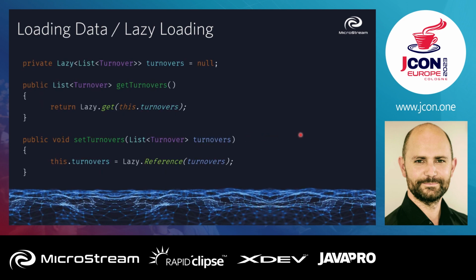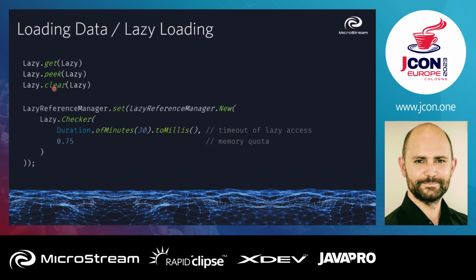Alright, the lazy get is simple, and set just creates a new lazy reference and injects the code, or sets the turnover list newly with a lazy reference. And that's all you have to do to define a lazy loading point in your object graph, and you can do it at any point, subtypes or subgraphs, where you want lazy loading.